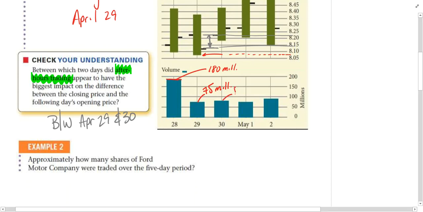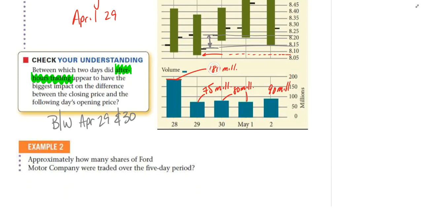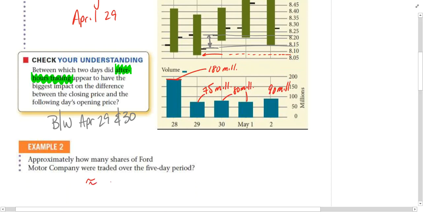On Wednesday, the 30th, that number increased a little bit. I'm going to call that one about 80 million. And again, about 80 million on Thursday here as well. By Friday, it looks like there were almost 90 million shares or more that were bought and sold. And a quick check with the calculator shows that if I were to sum these 5 days together, it looks like about 505 million shares of Ford stock were bought and sold over this time frame.